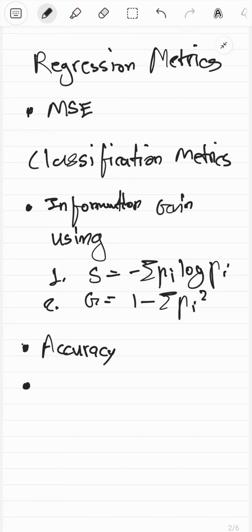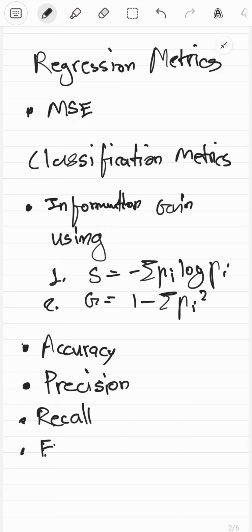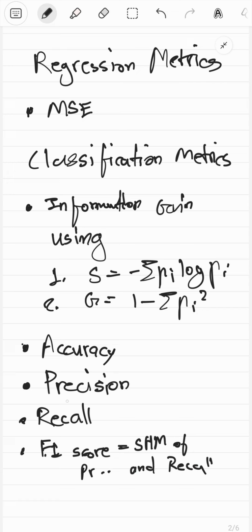So there are 3 more classification metrics. These two are called precision and recall. And the last one is called F1 score, which is basically just the HM. So F1 score is just the HM of the precision and recall. And these are metrics for a particular category.